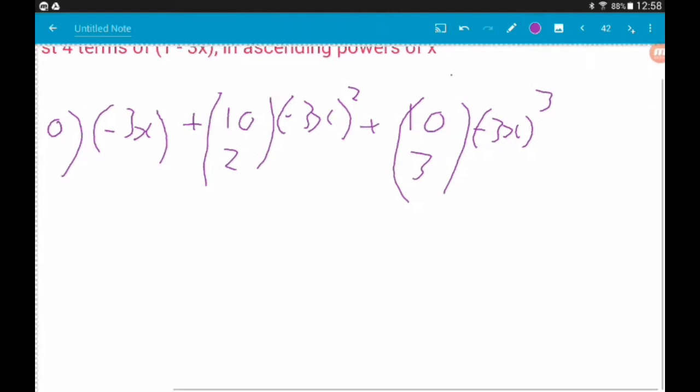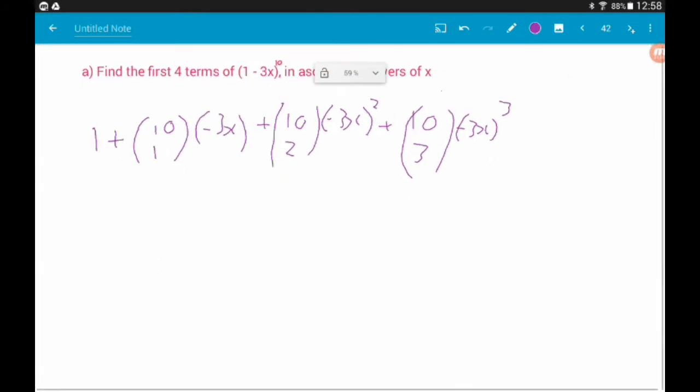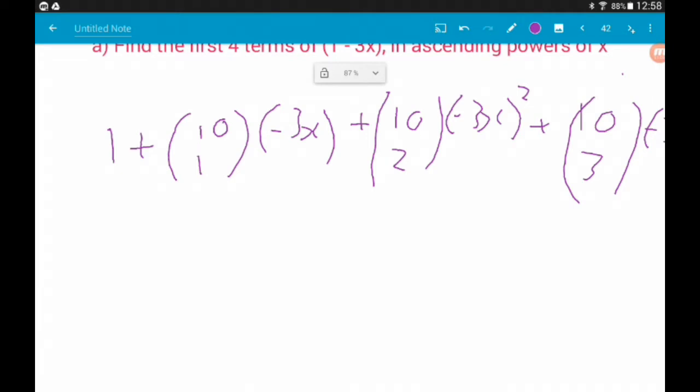Okay, so let's write that out a bit nicer. So we've got 1 plus, well, 10 choose 1 is 10 times minus 3x. It's going to give us minus 30x.